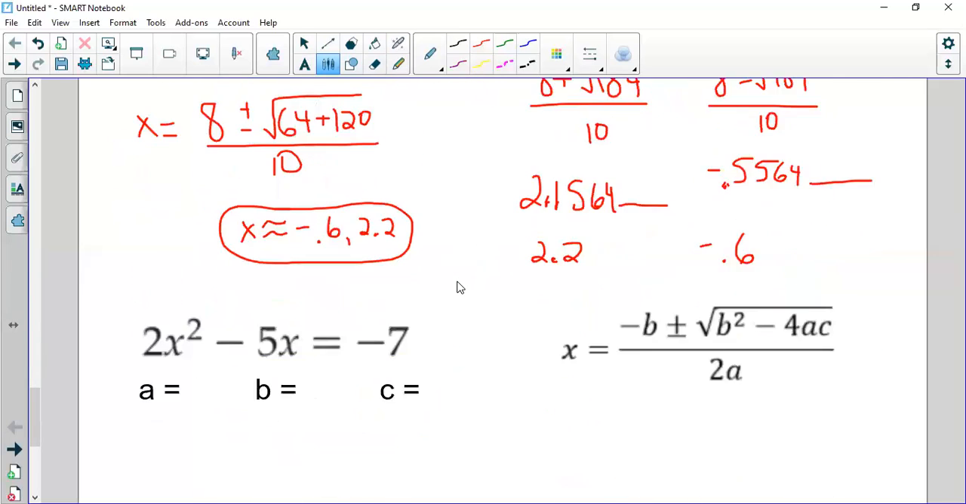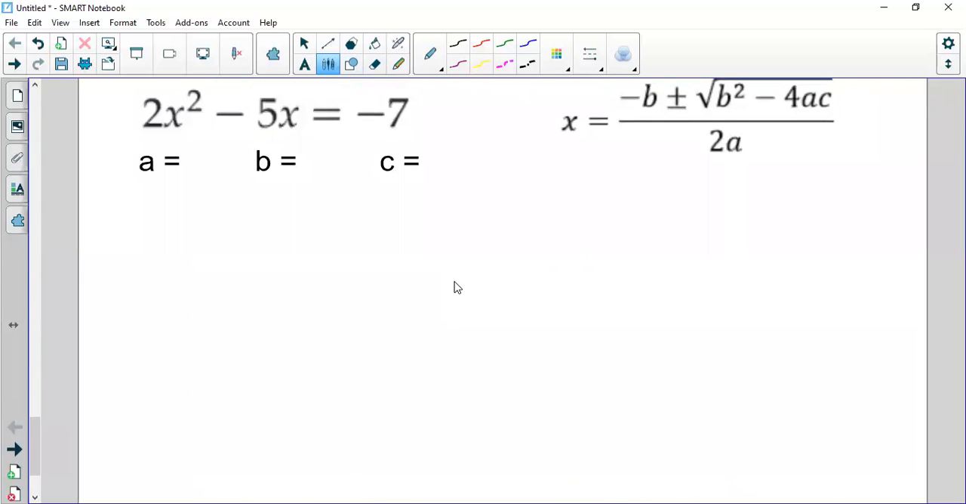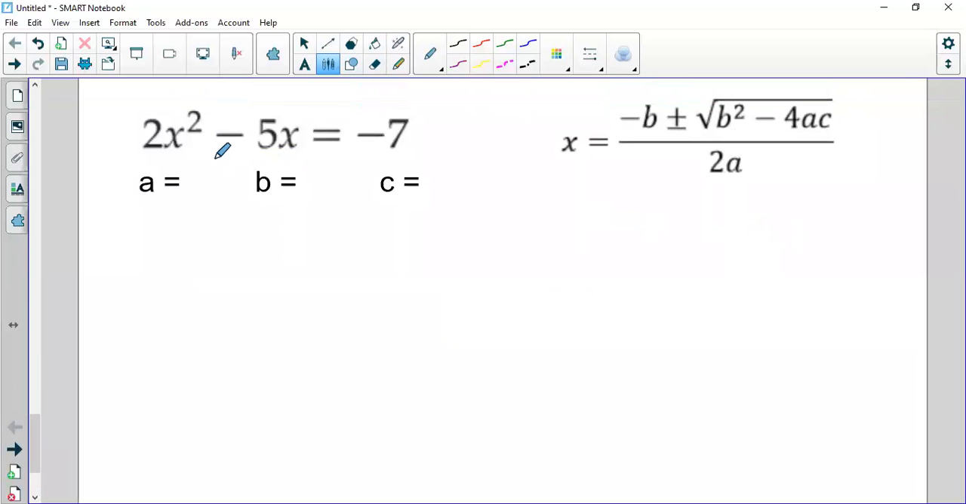All right, one more, last but not least. This one's going to be your favorite. Again, doesn't equal 0. I'm going to have to move that over. So let's see. A is positive 2. B is already negative 5. And C, when I move it over, is going to become positive 7. So let's put our numbers in place.